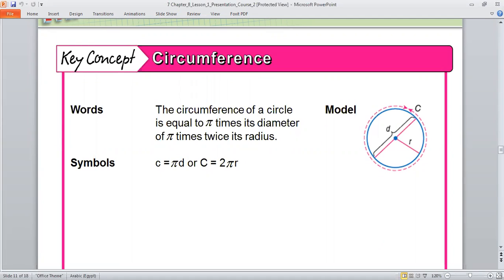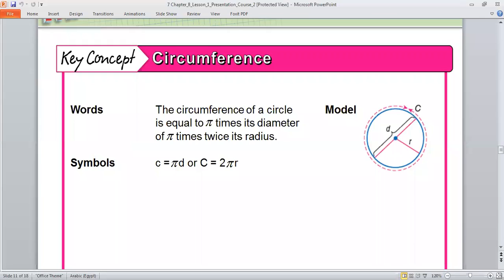Faisal, can you read the word, please? Circumference. Again, repeat. Circumference. The circumference of a circle is equal to.